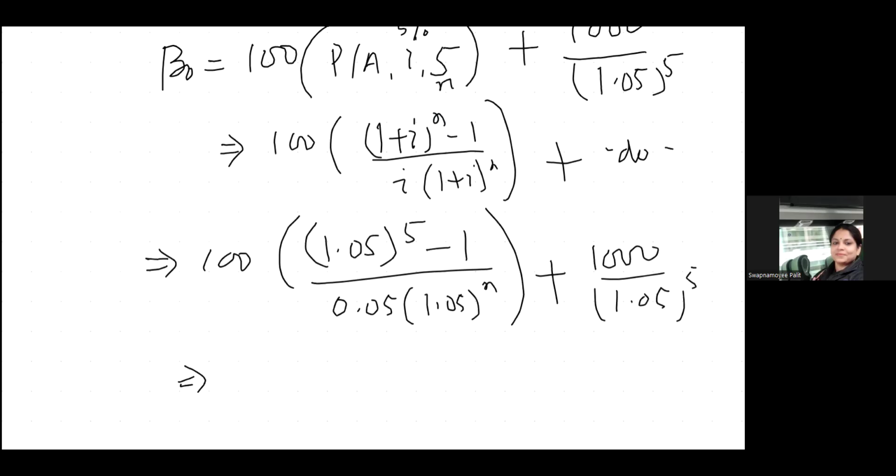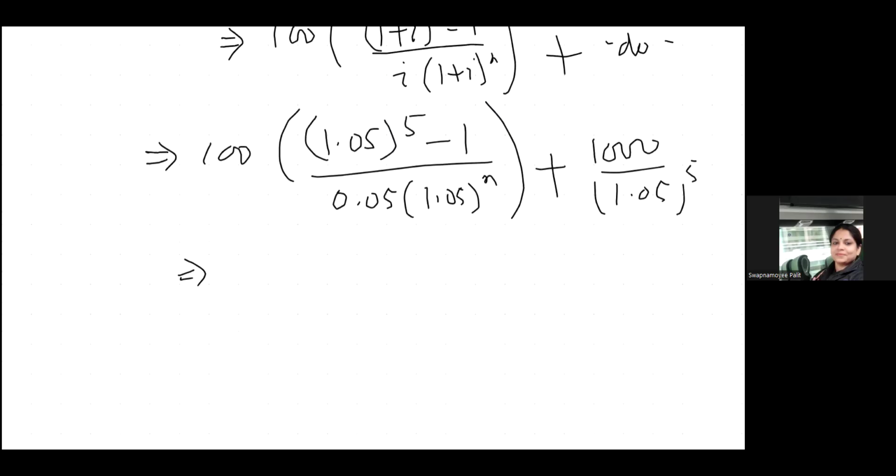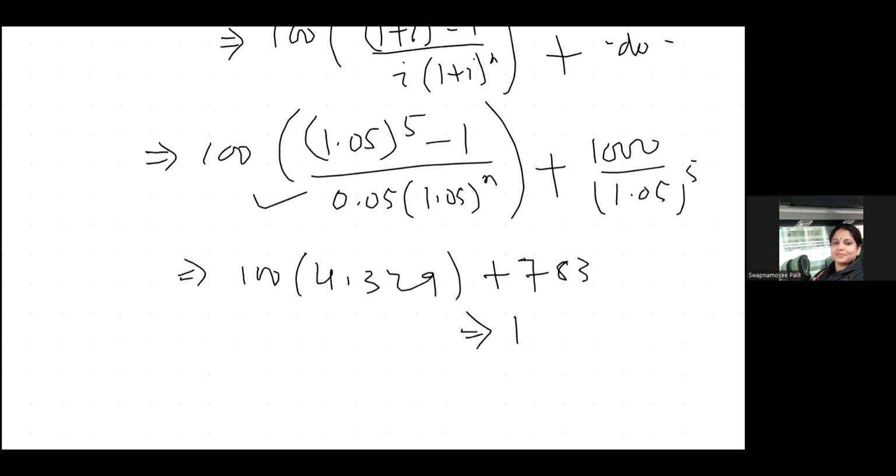So what you are going to get here is, this is 100. This is 4.329. If you solve this bracketed part, plus this is your 783. Your answer is 1216 for the first one. Some decimal difference may be there. You can check your answer.